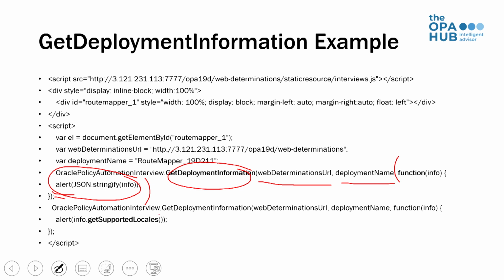Or you can also access the output and use one of the provided methods, for example, get supported locales, which is a simpler way of extracting information from the info that is returned by this function. So far, so good. Let's go and have a look at what that actually means in real life.